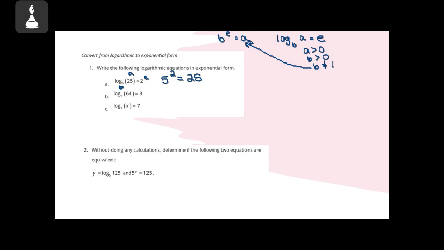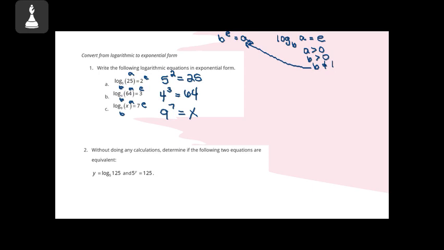So log base 4 of 64 equals 3. The way I rewrite that, so BAE, 4 is the base, 4 to the exponent 3 equals the answer 64. And the last one, log base 9 of x equals 7. So base, answer, exponent, 9 to the 7th equals x. So what we can do is use these logs and move them back to exponential form to be able to solve for a missing variable.